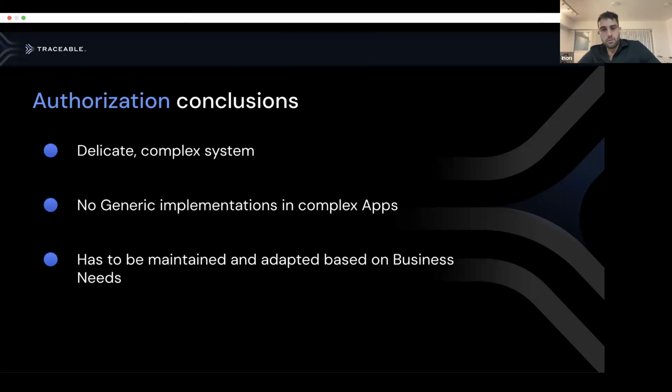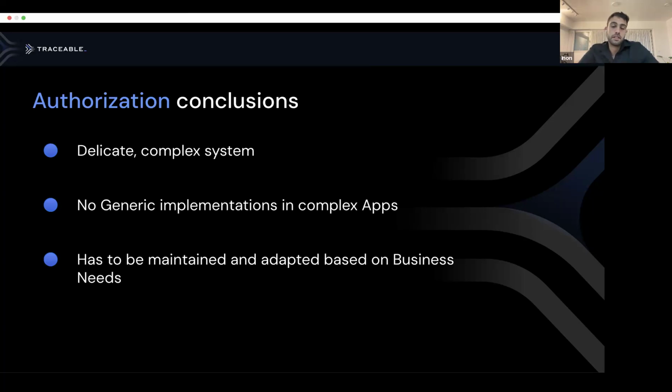So just to summarize what we talked about, authorization is a very delicate and complex system that requires a lot of attention. Unfortunately, there is no generic implementation when it comes to complex applications. You might have frameworks that would allow you to write your policies, but the reality is that it really depends on the needs of your application. Even if we talk about two different applications in the same field, they might have different needs. Like if we compare Uber and Lyft, they might have completely different needs when it comes to authorization.